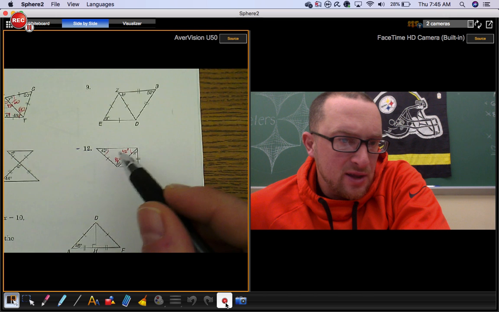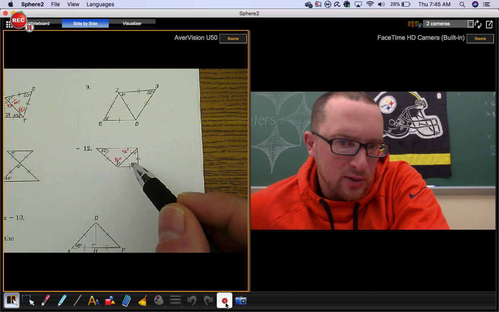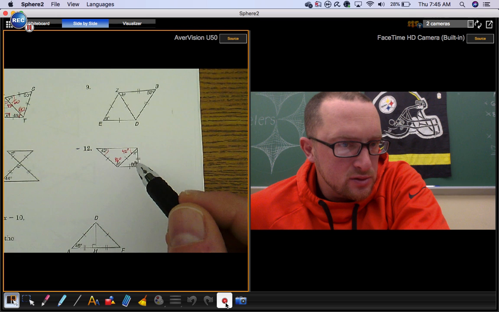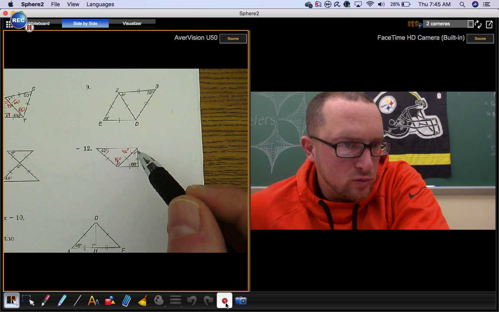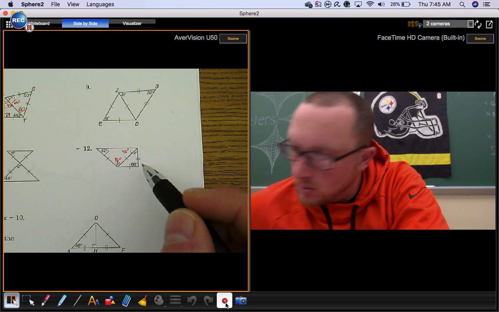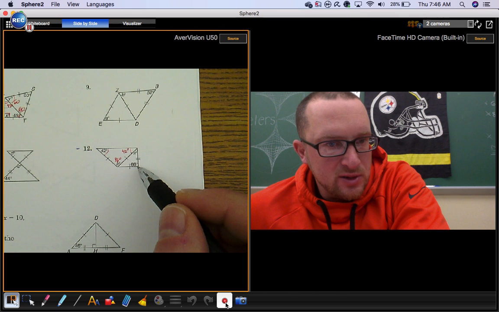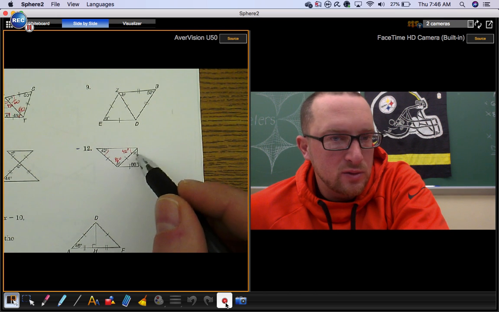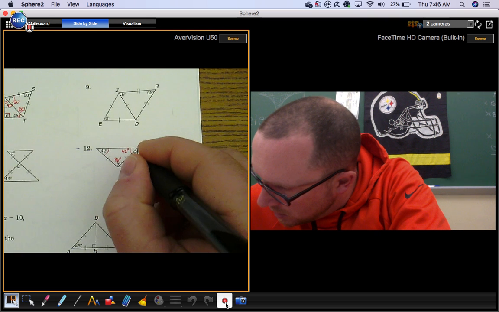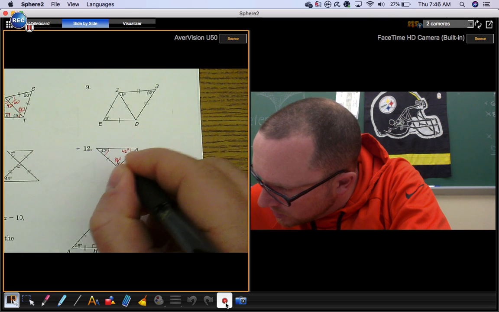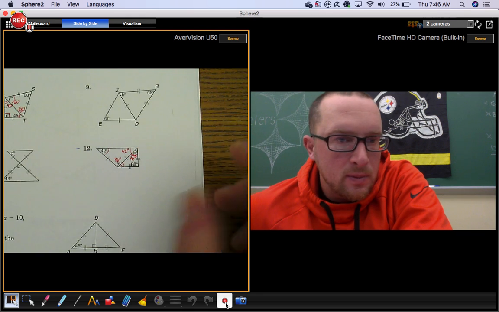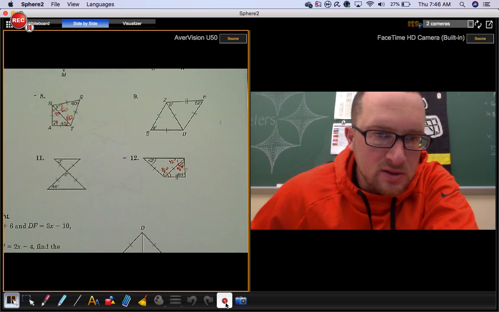Now, there's nothing you can take from this triangle over to this triangle. There's no linear pair. There's no vertical angles. There's no right angles. They tell you the vertex angle here is 88. That means these 2 angles add together to give you 92 because those are the base angles. So 92 divided by 2 gives you 46. I know that's a little tough to see there.